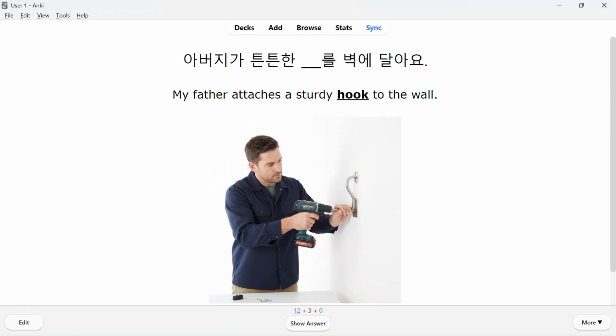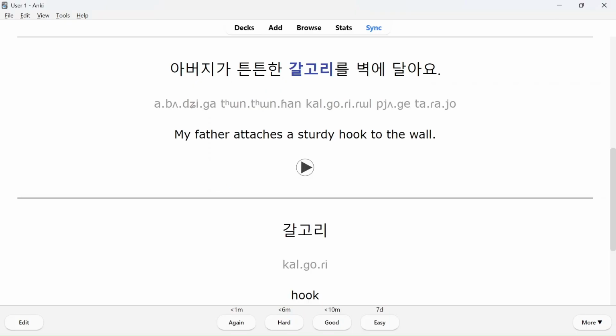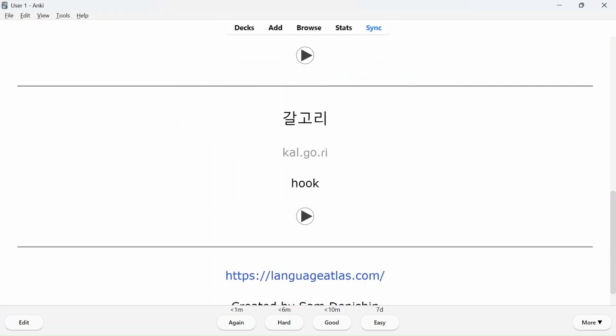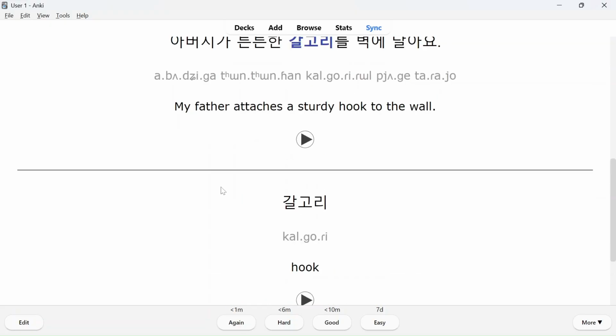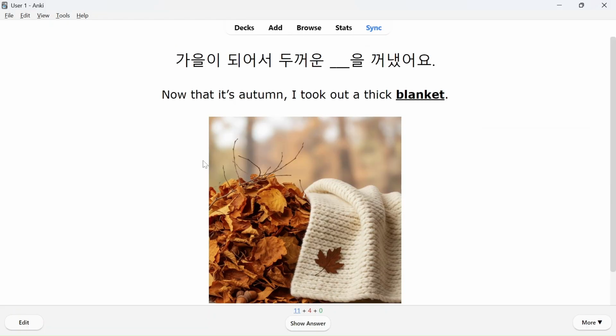Let's do another one. My father attaches a sturdy hook to the wall. How do you say hook? 아버지가 튼튼한 갈고리를 벽에 달아요. 갈고리. Great. Sentence, word.